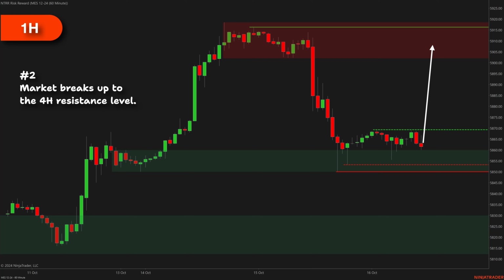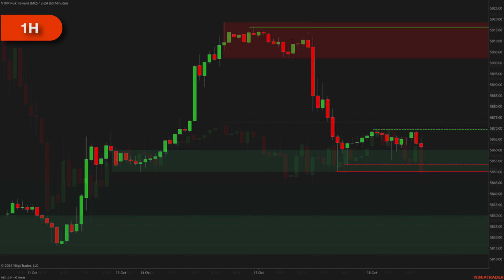Because at this point, today's dominant market sentiment is bullish. Trading against this momentum is risky, as buyers are more likely to continue pushing prices higher rather than allowing the market to reverse from the resistance zone. By adhering to these guidelines, we ensure we are always trading in alignment with the current day's trend and sentiment, maximizing our chances of success.